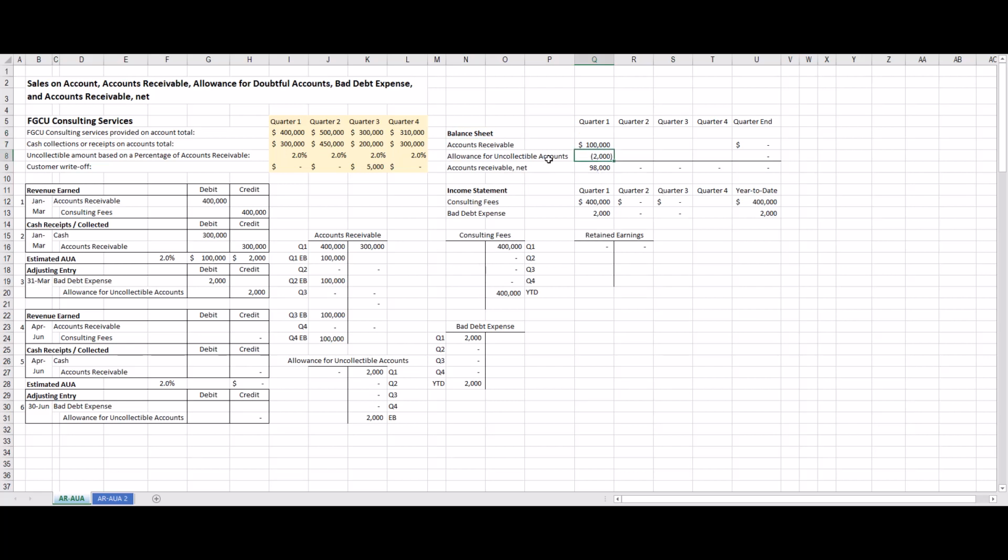The allowance for uncollectible accounts will be deducted from the balance in accounts receivable to get accounts receivable net, which is also referred to as the net realizable value of accounts receivable. For our company, the accounts receivable net to be reported on the balance sheet is $98,000: $100,000 in accounts receivable minus the contra account known as allowance for uncollectible accounts of $2,000.